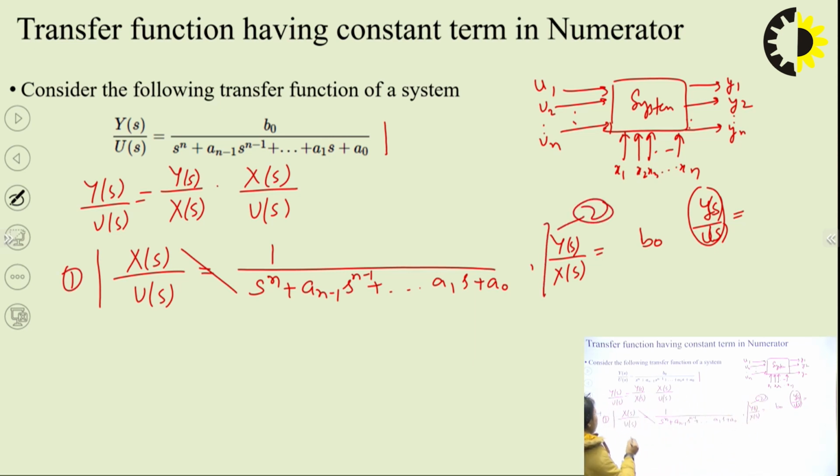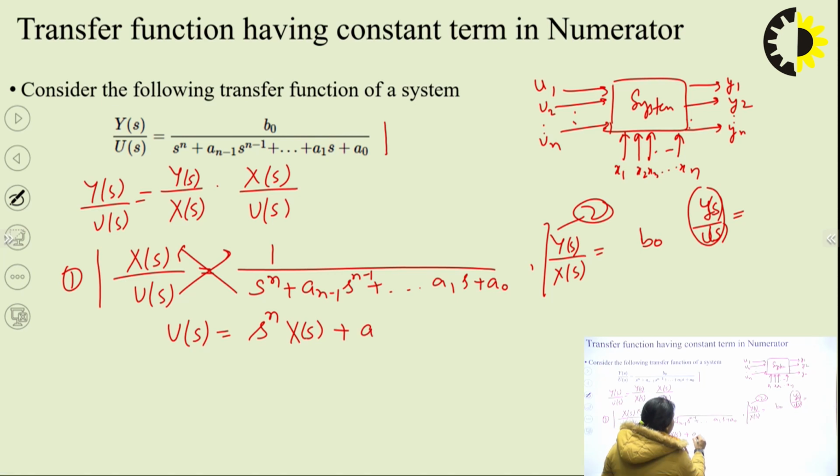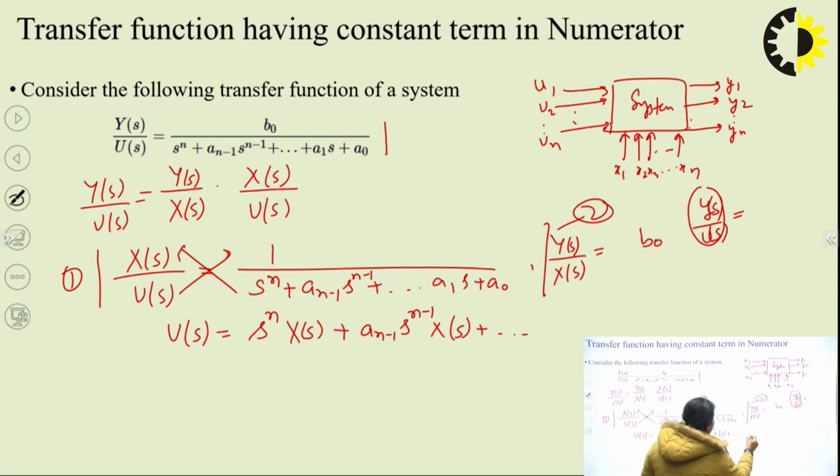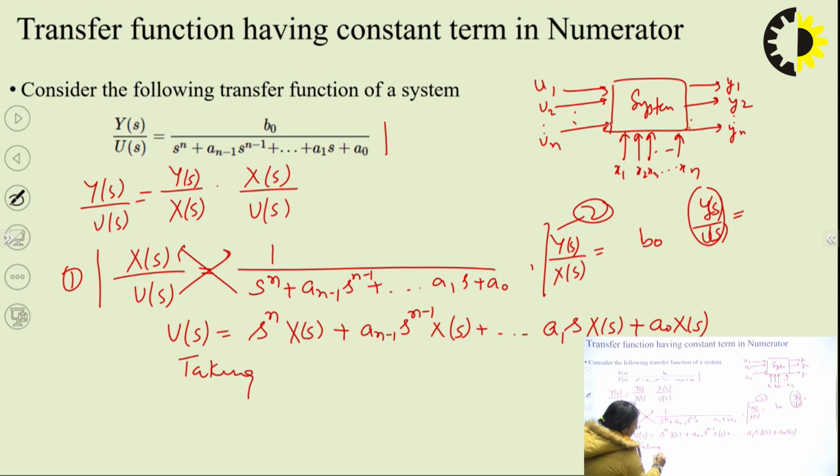So here you can see, go for the cross multiplication, then you will get U(s) equal to s raised to the power n into X(s) plus a n minus 1 into s raised to the power n minus 1 into X(s), up to so on, till a1 s into X(s) plus a naught into X(s). Okay, now take the inverse Laplace transform of this equation.